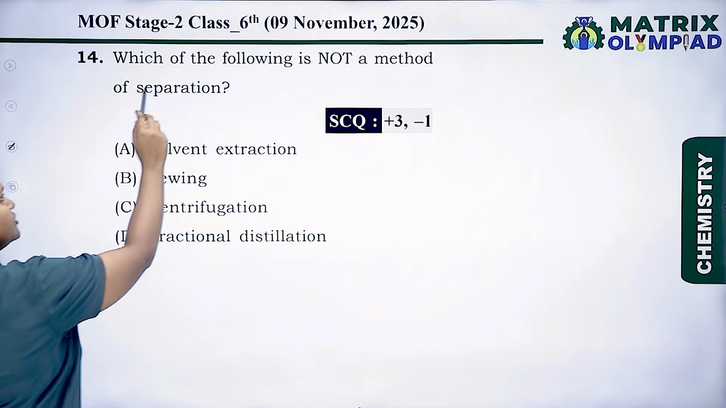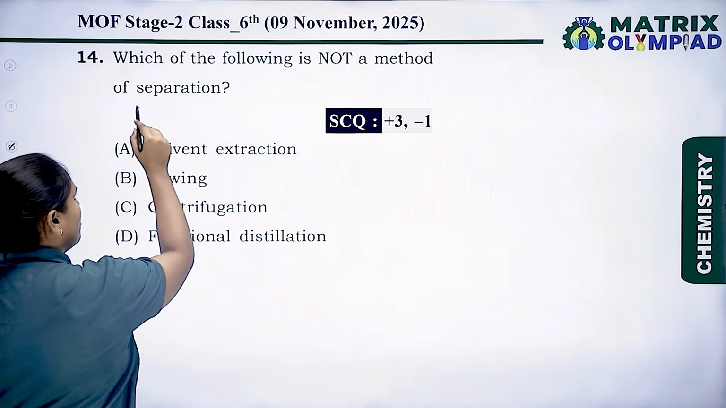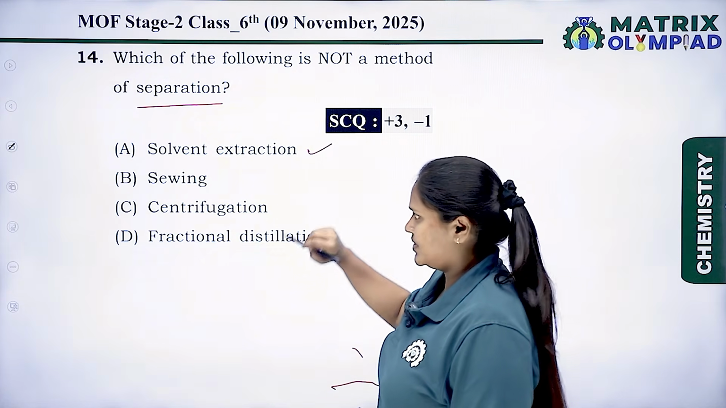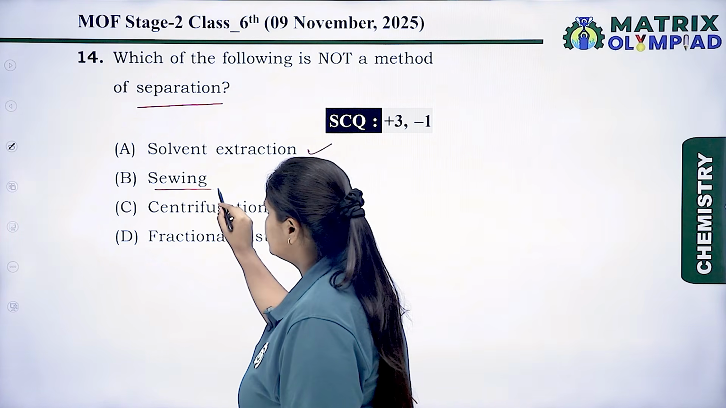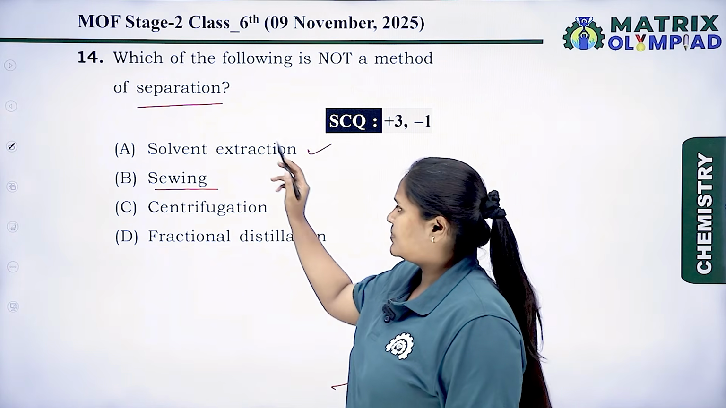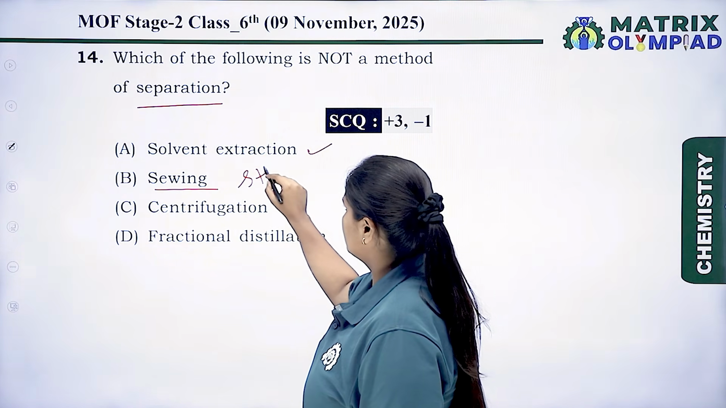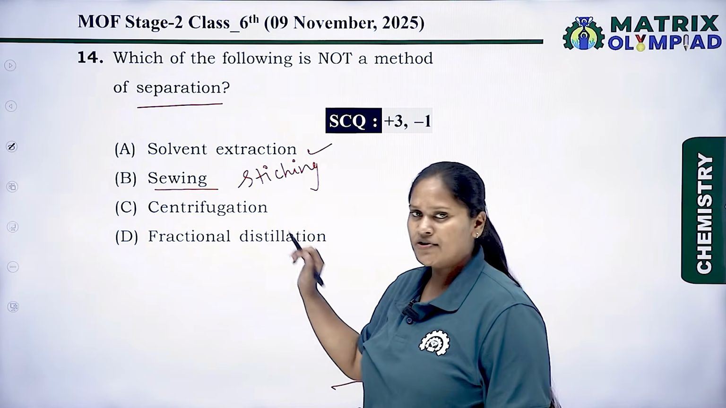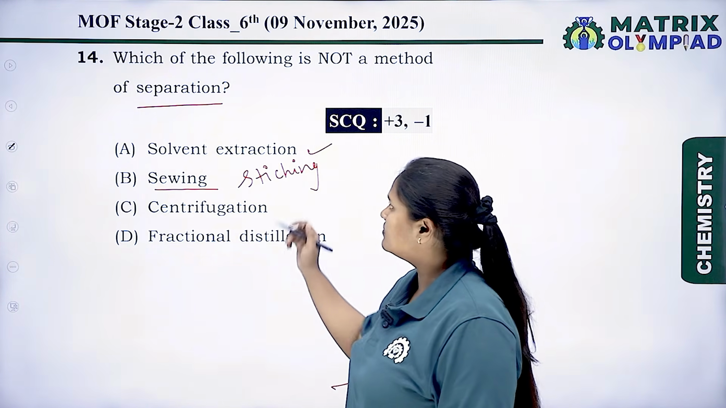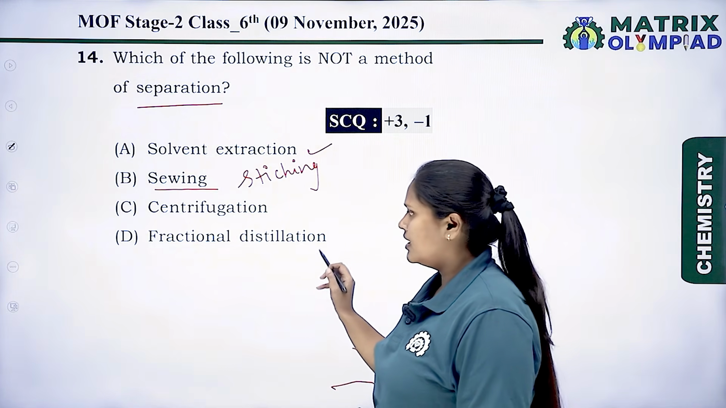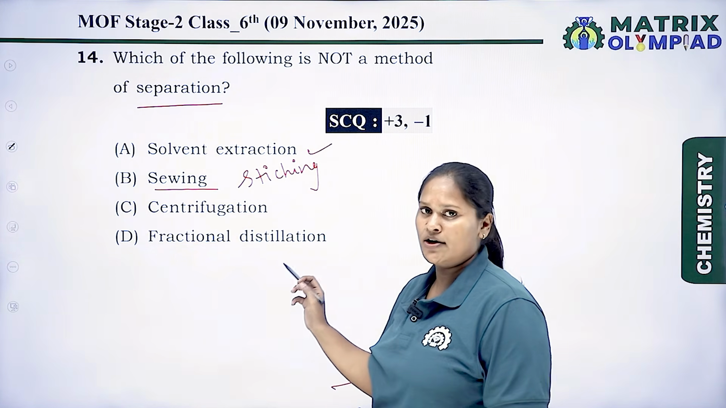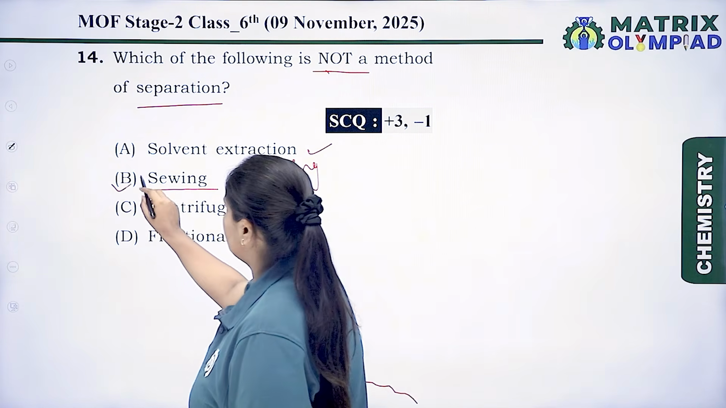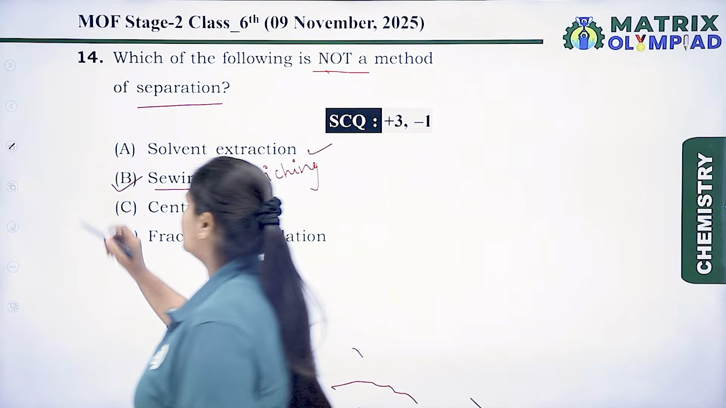The next question is, which of the following is not a method of separation? We know solvent extraction is a method of separation. Sieving? No. Sieving is not a method of separation. Sieving is stitching. Option C, centrifugation. We know centrifugation is also a method of separation. Option D, fractional distillation. Fractional distillation is also a method of separation. So the correct answer, not a method of separation, is option B. Now let's come to the next question.